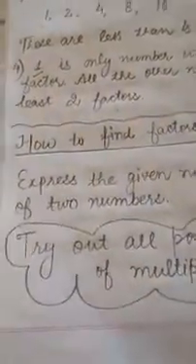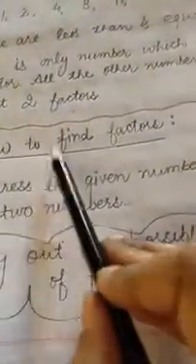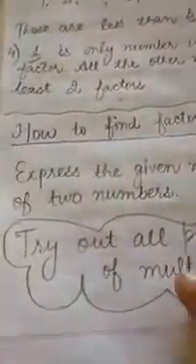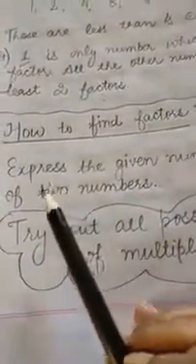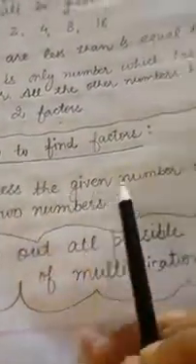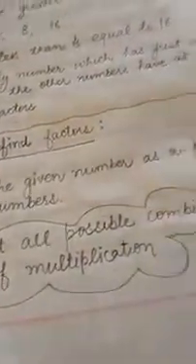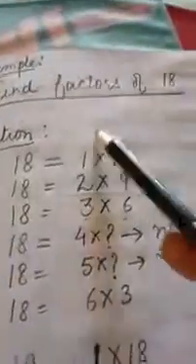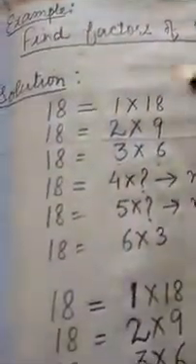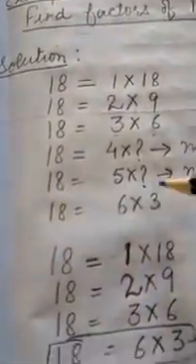Now we will move to the next topic, that is how to find factors. How can we find the factors? Express the given number as a product of two numbers. Try out all possible combinations of the multiplication. You can understand this with the help of an example. Find the factors of 18. We will write all the possible factor pairs of 18.